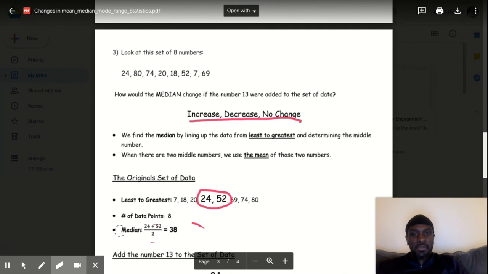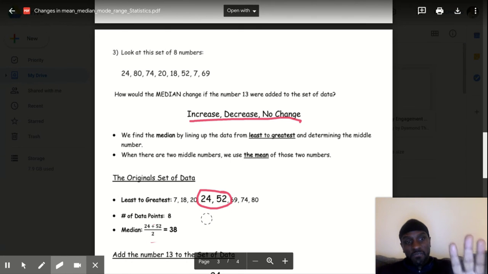I added them together, I divided by 2, and now my median is 38. Now, I'm going to add to this data. I did have 8 numbers, now I'm going to have 9. Remember, odd numbers are easier to find the median because you just pick the middle number.